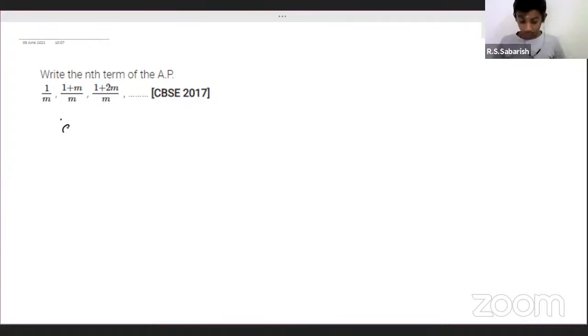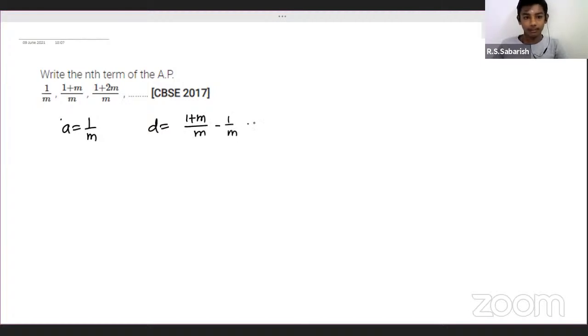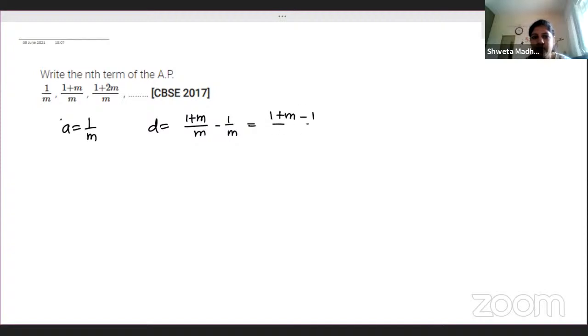1 by m. The difference is 1 plus m by m minus 1 by m, so this is equal to 1 plus m by m minus 1 by m. So the 1s cancel. m by m, that is 1, right?